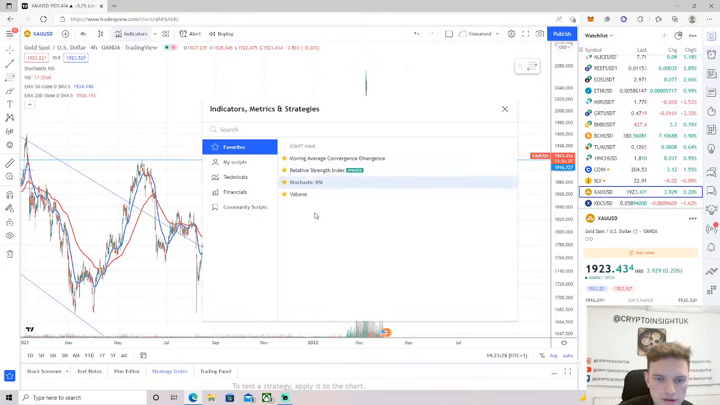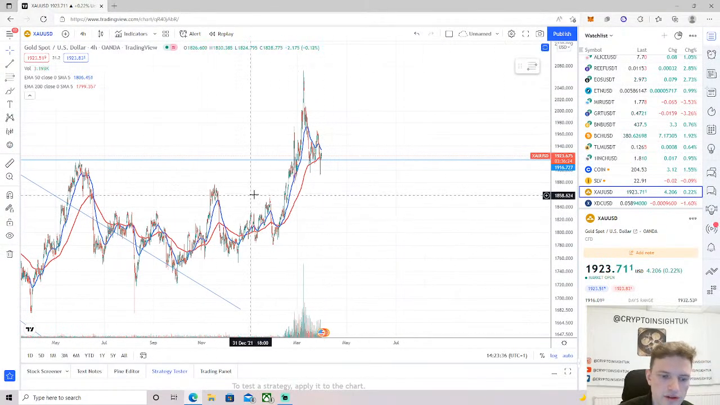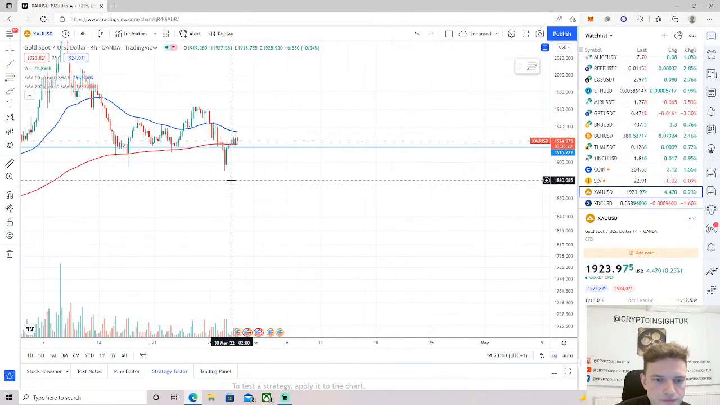Put my RSI back in. No, I don't want the stock RSI. We want the relative strength index. Okay, cool. Alright then, charts. My chart's having an absolute beast right now. But what we'll do is we'll just look at the 4-hourly.